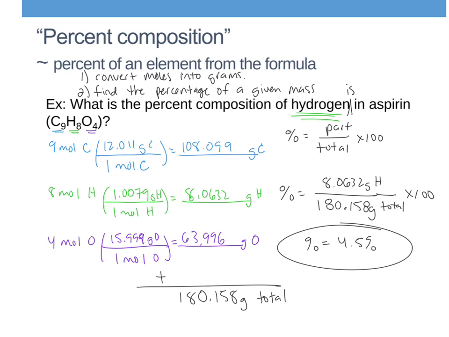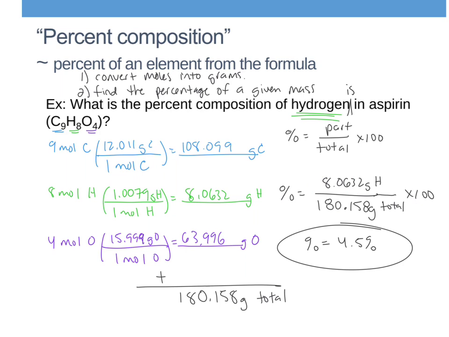And so this question could have asked, what's the percent composition of carbon in this? If I was asking about carbon, all I would do is change the numerator. I'd just change this numerator to the 108.099 right here. And then I'd find that percentage. So I could find the percent of carbon. I could find the percent of oxygen. I just need to change the numerator, the thing that you're looking for. So that's how we set up these questions.